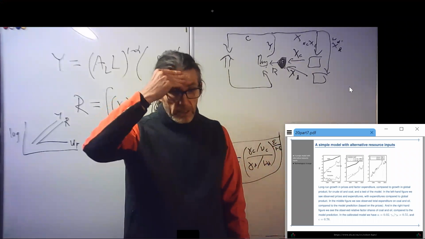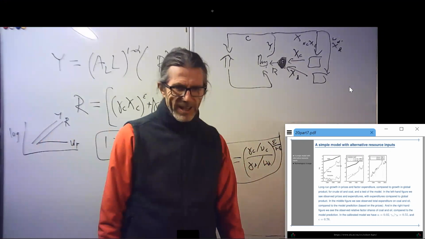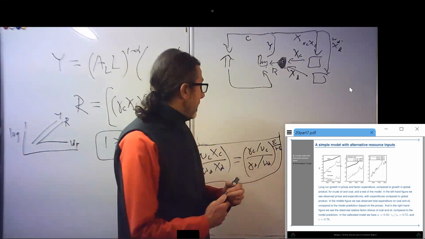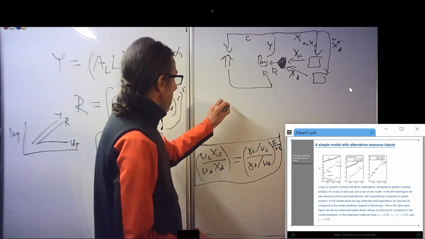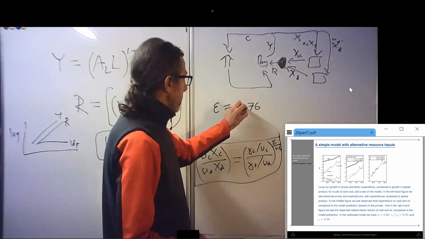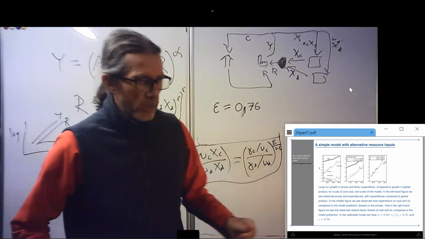So basically, what we're getting out of that is that the model is doing a pretty good job of matching the data, assuming that epsilon, sorry, I'm in Swedish mode, epsilon is 0.76.